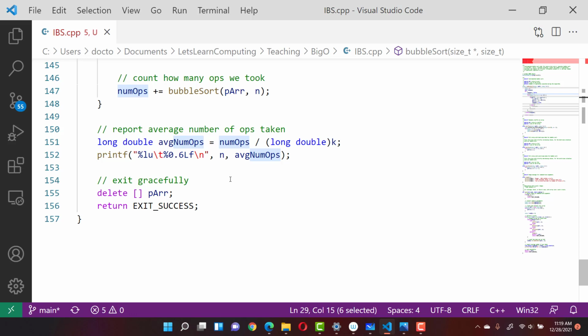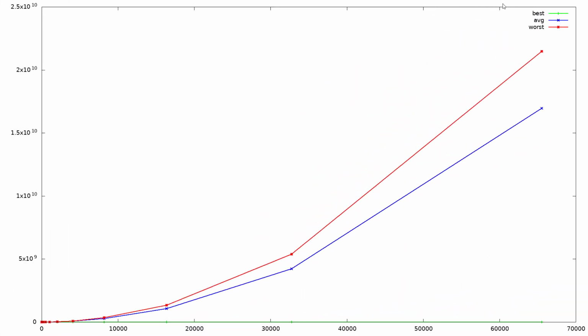And so we can take a look at those number of operations graphically. And here's our first image here of the best, worst, and average. Again, what these lines represent is the number of operations taken on the y-axis, and the number of array elements on the x-axis.